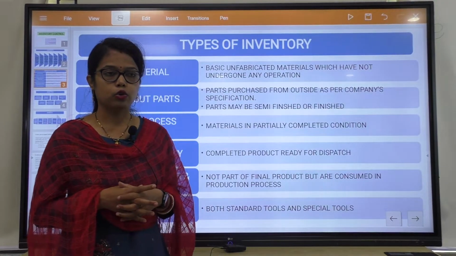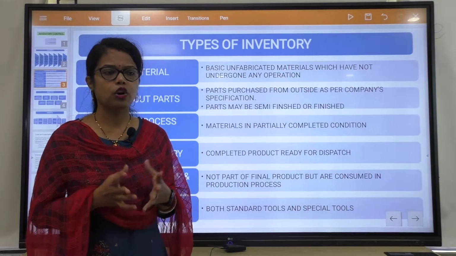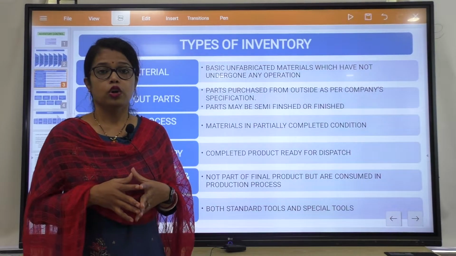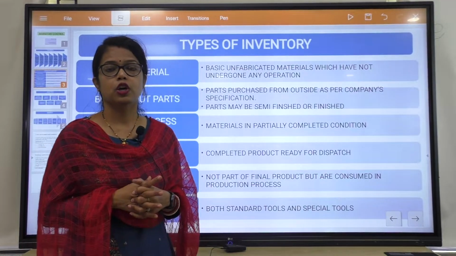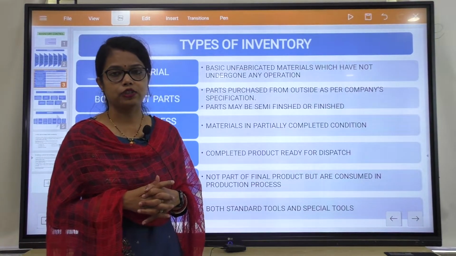Clear? So those are called bought out parts, and some bought out parts are also kept in stock, which will help us to complete our operations. So that is why that is also a kind of inventory.